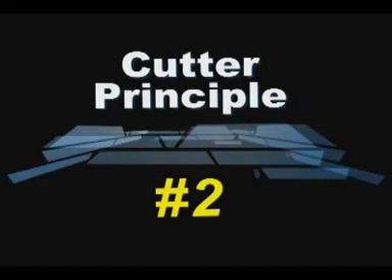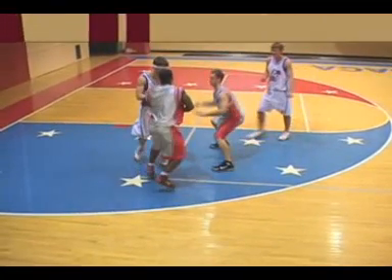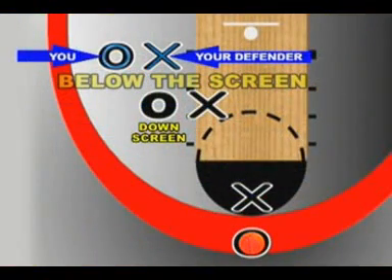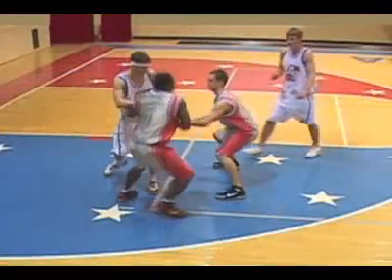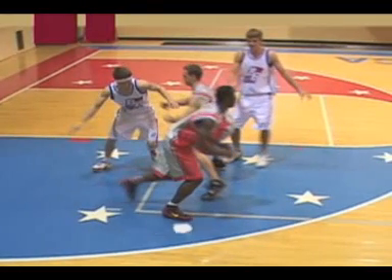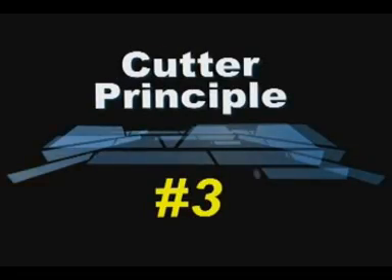Cutter principle number 2. If the defender plays you honest and blocks your cut to the basket, then once you're both below the screen, plant, change directions, and use the screen. When you get shoulder to shoulder with your screener, you've reached the read spot, the second stage of using the screen.